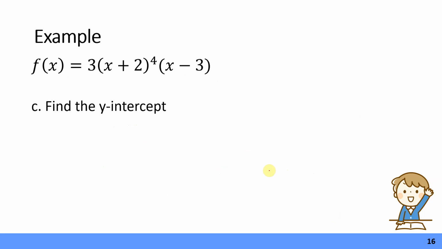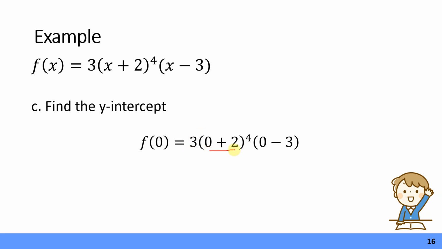All right, part C, find the y-intercept. We don't have notes of this in this video, but we did cover it in a video from previously. So in order to find the y-intercept, all you're going to do is just replace the x's with 0. So I'm going to have 3 times 0 plus 2 to the 4th power, and then 0 minus 3. From here, you don't have to do any moving things around. You just have to compute.